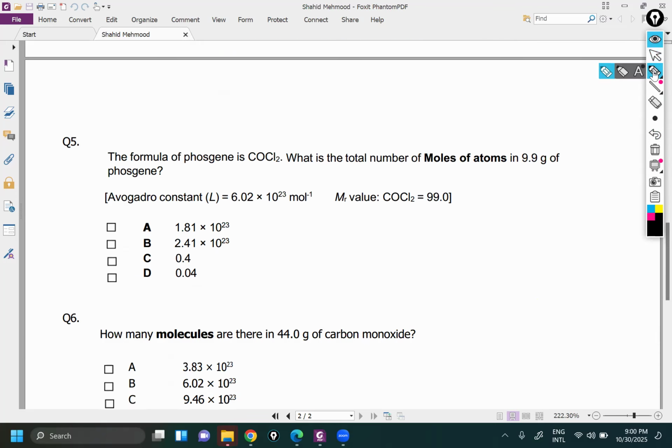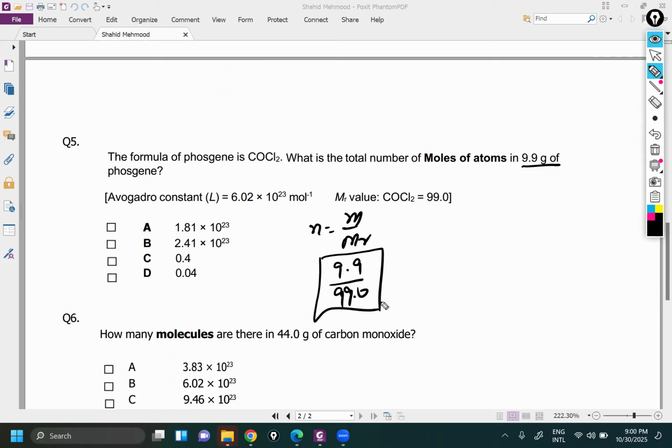Now, question number 5. The formula of phosgene is COCl2. What is the total number of moles of atoms in 9.9 gram of phosgene? Again, here they give us mass instead of mole. So, mole is equal to mass over Mr. So, 9.9 divided by 99.0. So, the first box we will get the number of moles. They're asking now to calculate the number of moles of atoms.